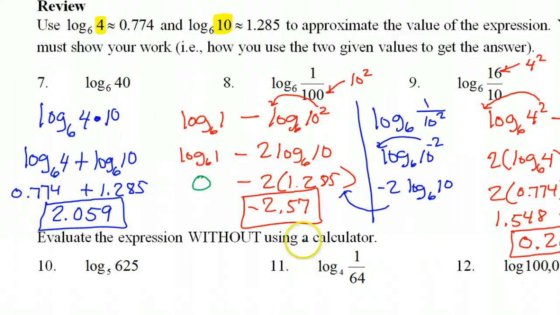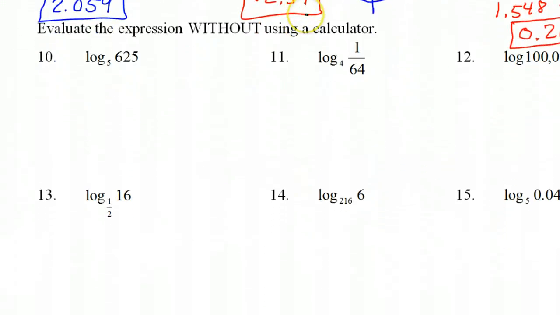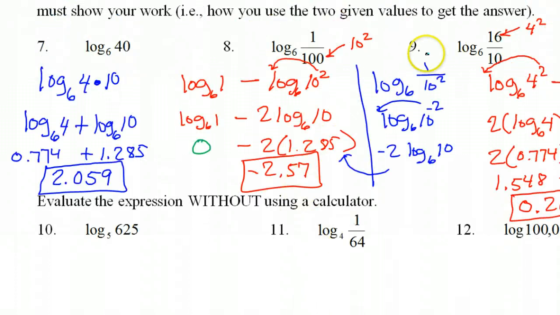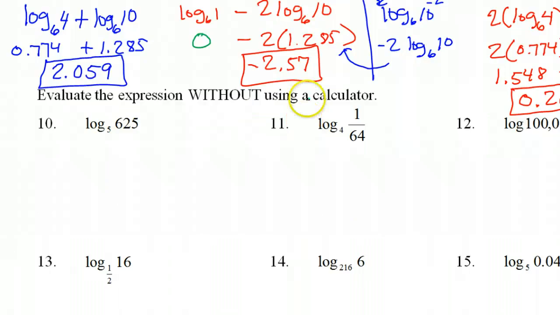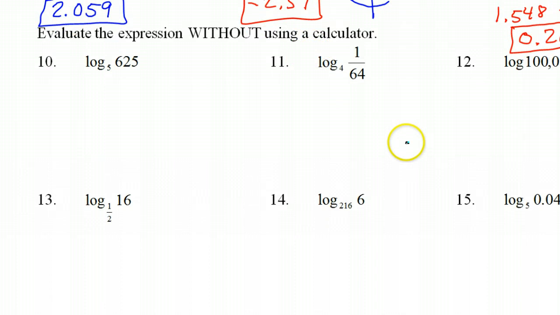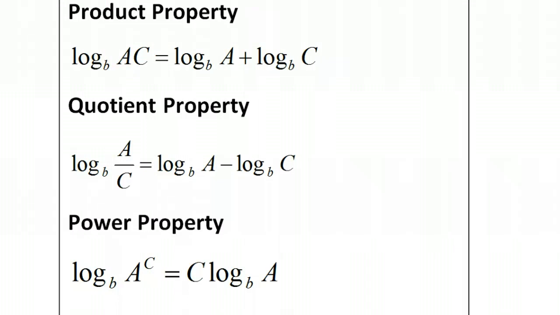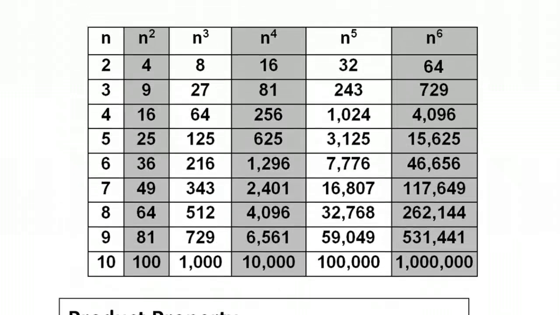Alright, how about number 10? We're done with that part up there, with making the 4s and 10s. So this is more about the table and things like that. So no calculator at all, but we do have our handy dandy chart. 625. Let's see if that's on the table. Oh yeah, 625. That is 5 to the 4th power.